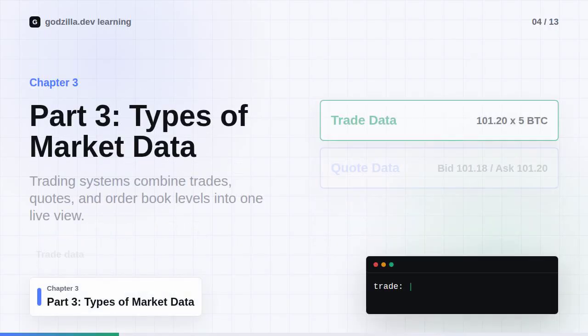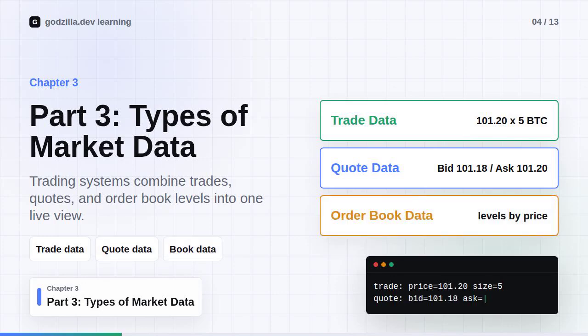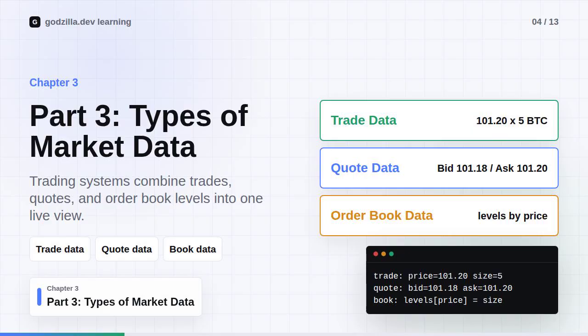There are several important categories of market data. Trade data records completed transactions, answering what actually traded. Quote data describes the current best bid and ask, plus their sizes. Order book data goes deeper, publishing multiple price levels so trading systems can reconstruct a local order book. Together, these data types form the live picture of the market.